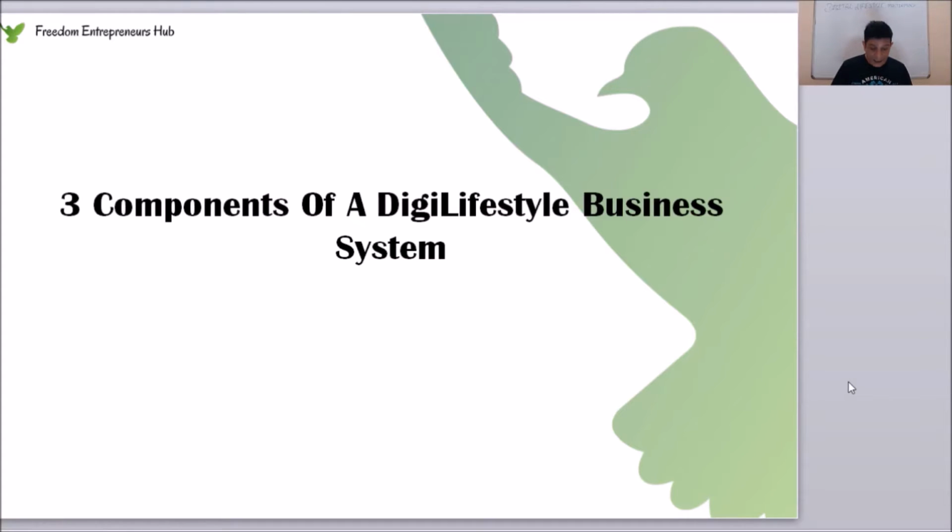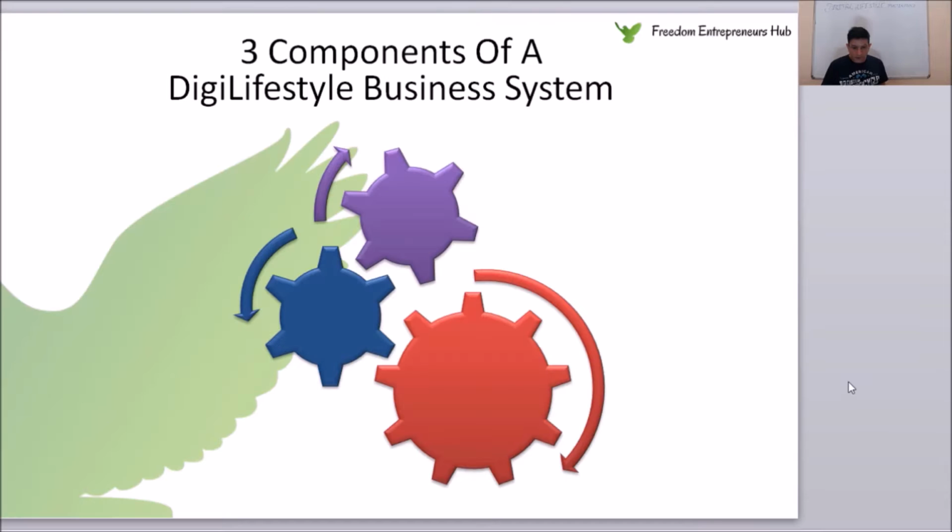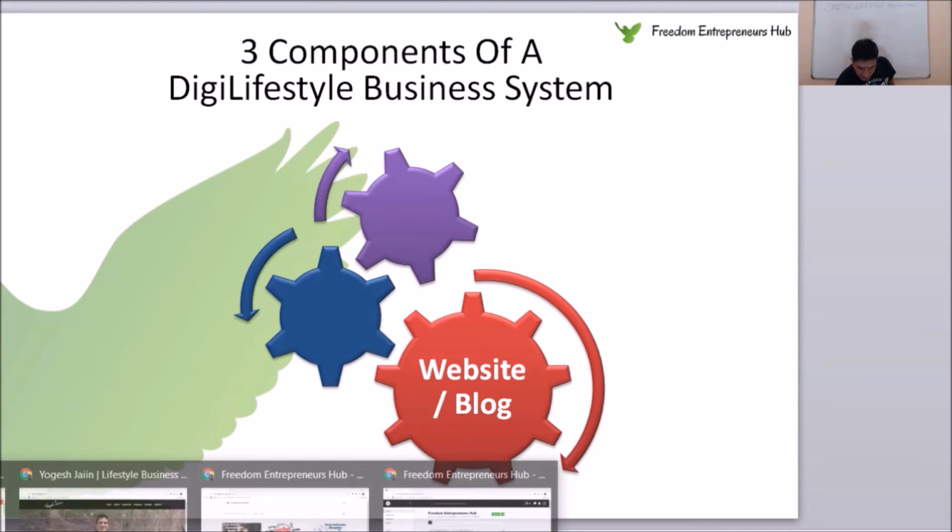To this video, I'm going to share about the three components of the digital lifestyle business system. I'll show you how exactly I have structured it for myself. The first component of this digital lifestyle business system is your website or your blog. The first and foremost thing that you need to have is to create your own website, or you should have your own blog. Let me show you the example over here, how I have created my website.